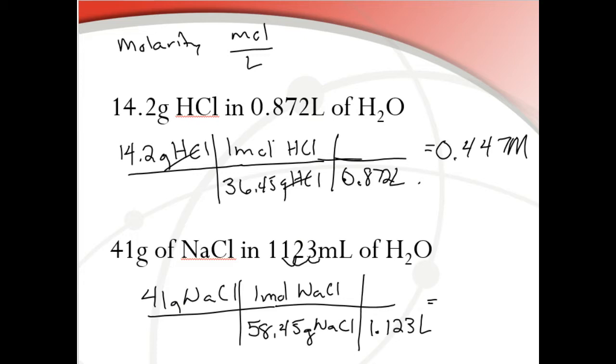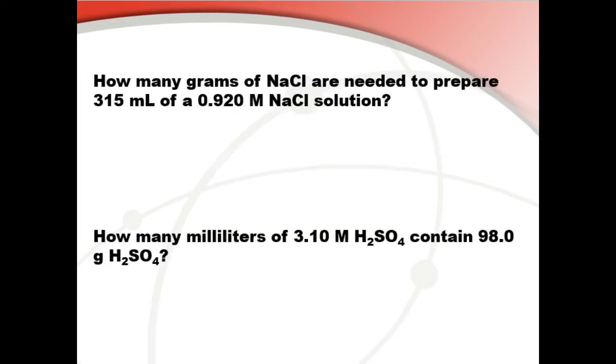And if we look at the second problem, we have 41 grams of NaCl divided by its molar mass, then divided by the volume. We should get 0.625 molar. Again, that's moles over liters. Now, if we have molarity, we can use it as a conversion factor. And let's take a look at that.